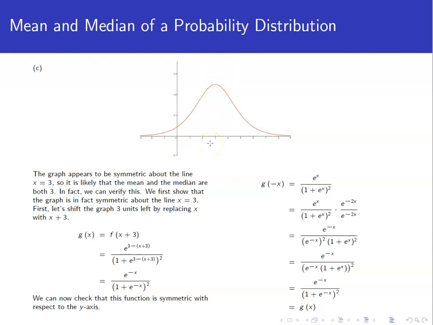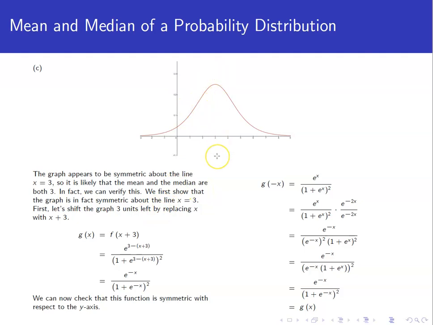Remember, a median is where you split the data in half. Half of the data should be below, half of the data should be above. That should be your 50% line. Okay. All right, so we guess that the mean and the median are both 3, but let's see if we can figure that out. We're going to use some properties of the function here.